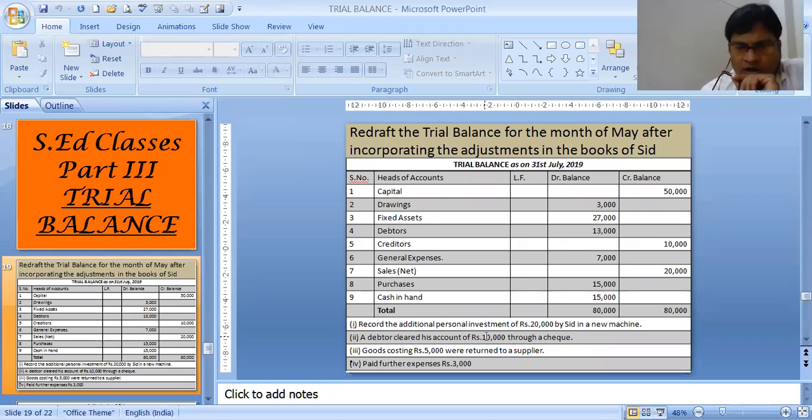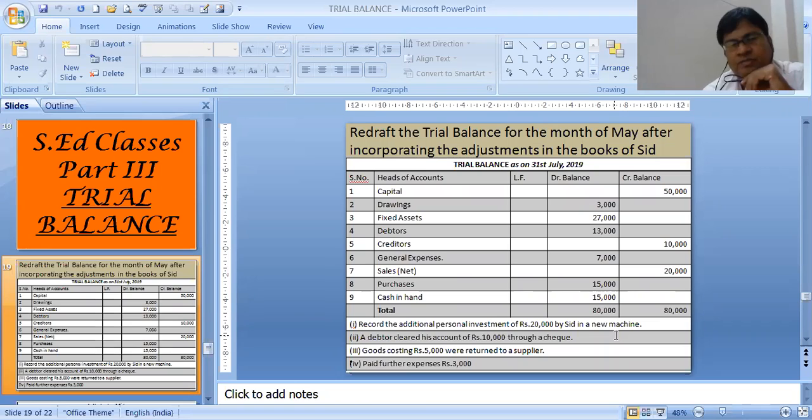But now they found out some adjustments. Number one, record the additional personal investment of 20,000 by SID in a new machine. A debtor cleared his account of rupees 10,000 through a check. Goods costing 5,000 were returned to a supplier and paid further expenses 3,000.